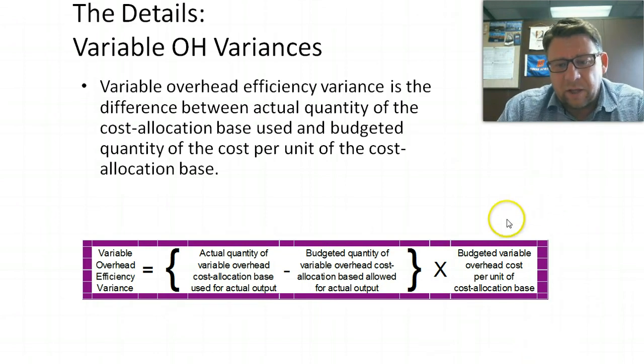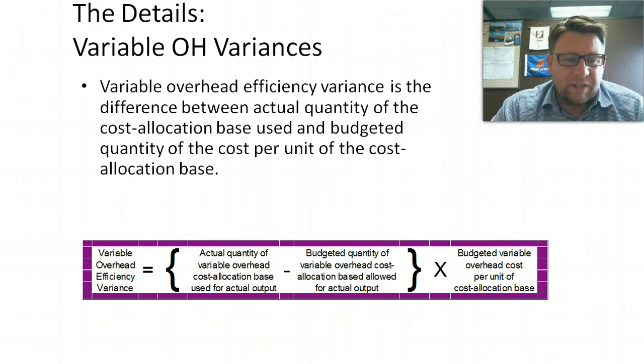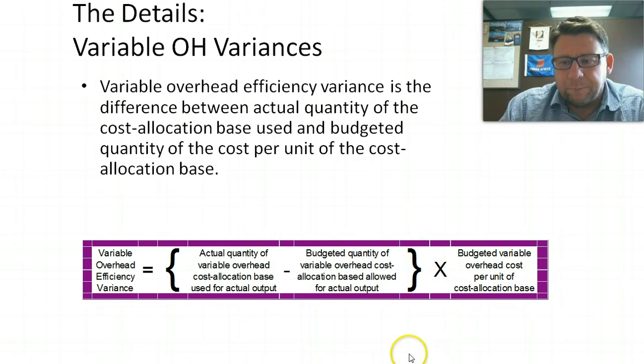In this case, the variable we're holding constant is the budgeted overhead cost. So we're holding spending constant, so that rate is going to be constant, and we're looking to see what is the difference in the quantity, because that's how efficiently we used the product. So we know how much we actually used, and we compare that to how much we should have used based on that level of volume.